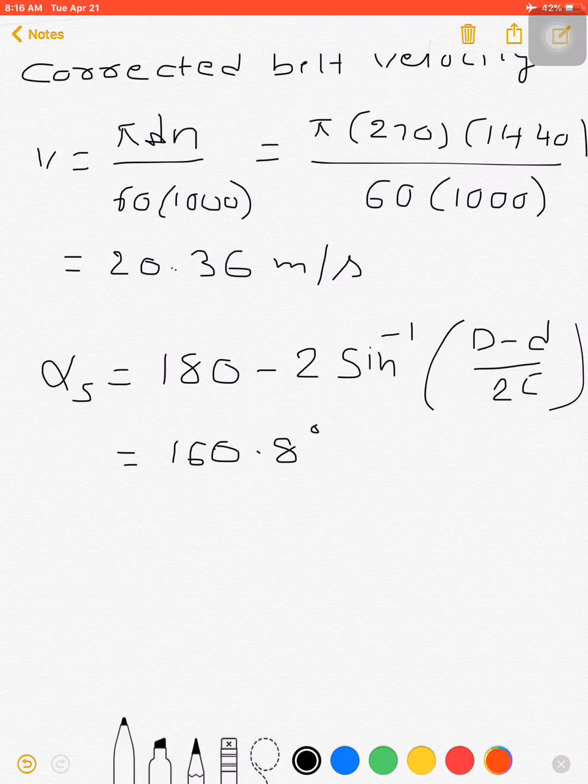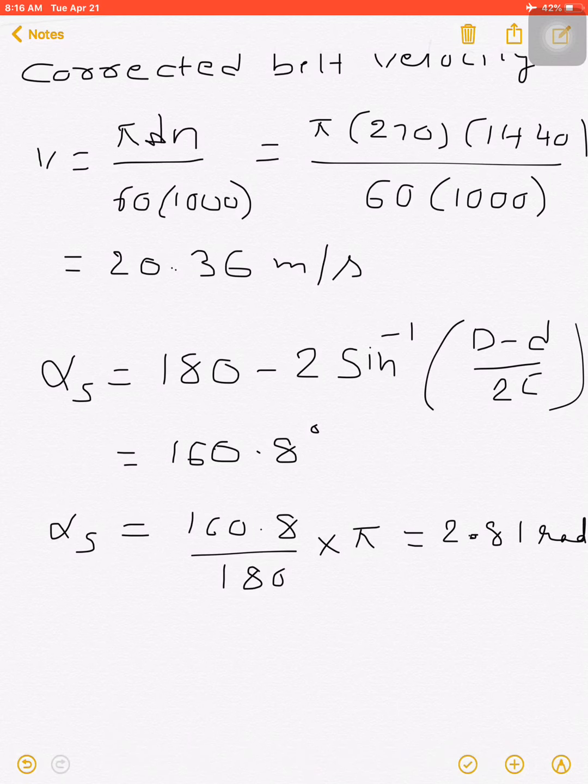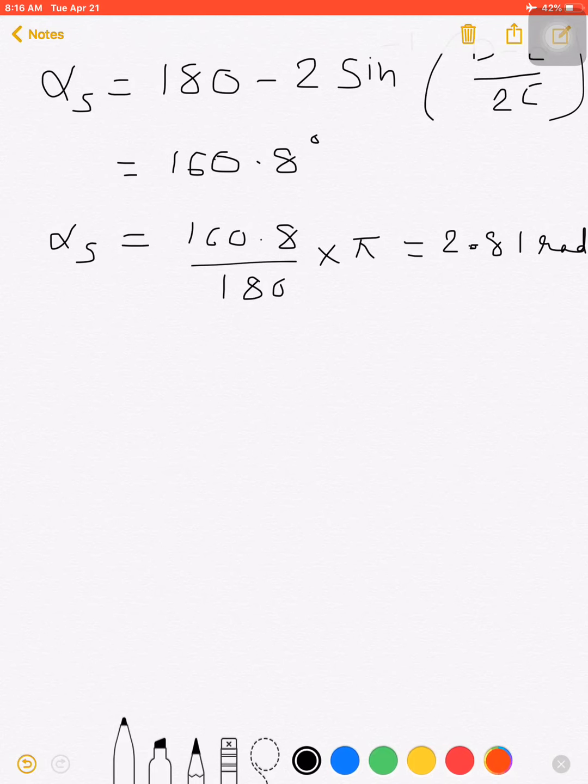160.8 degrees. Now convert this 160.8 degrees into radians. You can divide with 180 and multiply with pi. You will get it in terms of radians. If you convert that into radians, you will get 2.81 radians. Now we know the density of the belt drive, that is 0.95 gram per cubic centimeter.